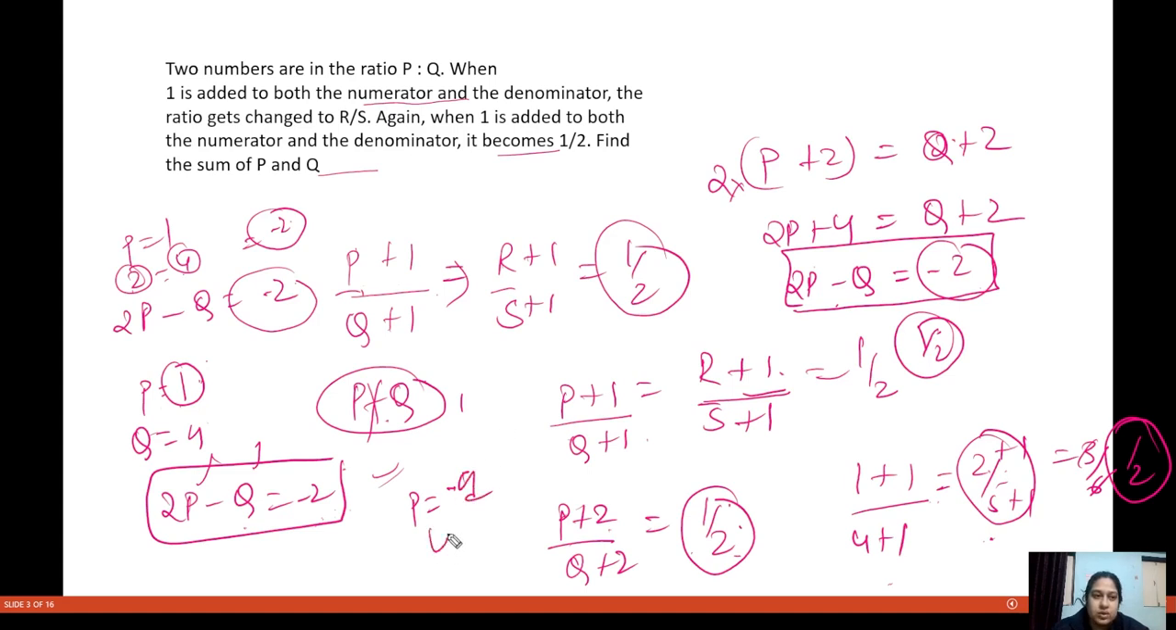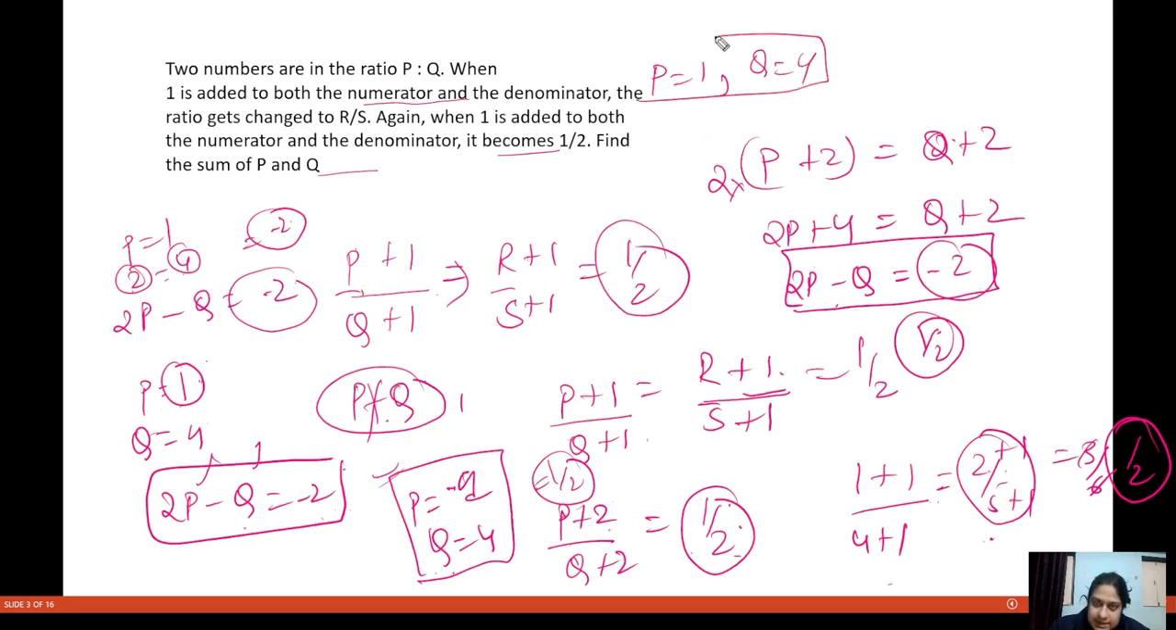So we can put this number, and you can also put some other number. For example, if you put P equal to 2, and you can put Q equal to 6. Let's try another number.